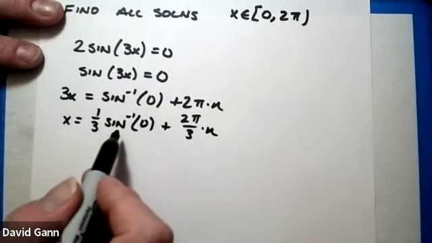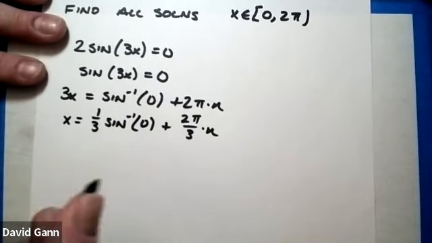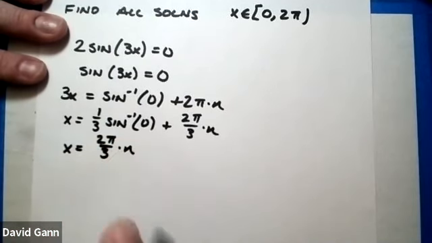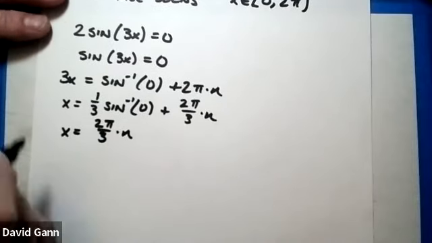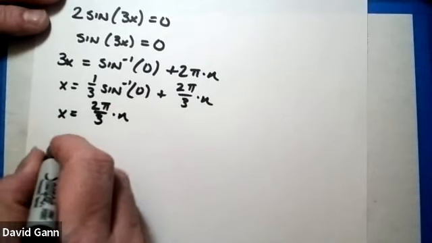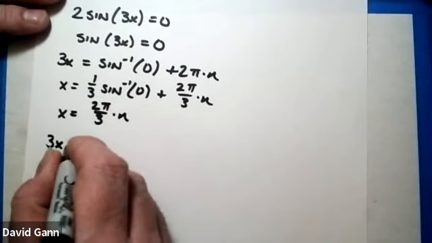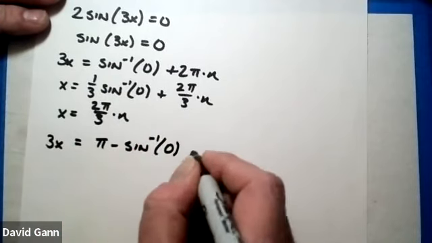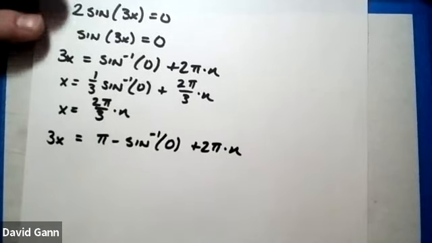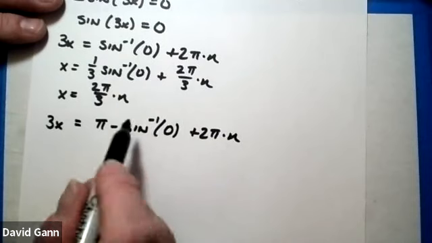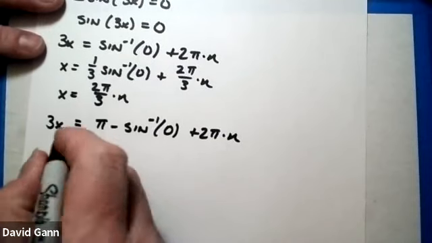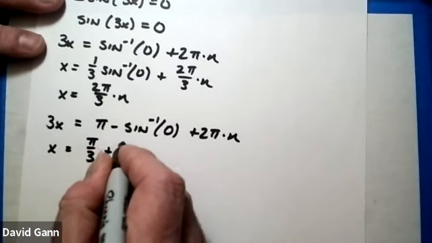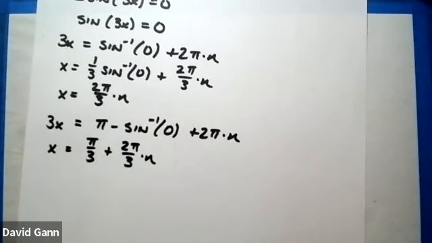Now we evaluate this inverse sine term. It's going to be kind of boring. It's actually 0. So we have x equal to 2 pi over 3 times n, so any multiple of 2/3 pi. That's just the principal root. What about the alternate root? Well, it's the same sort of thing: 3x is equal to pi minus the inverse sine of 0 plus 2 pi times n. Here we can make this substitution. We know this is 0, but what you'll end up with is that x is equal to pi over 3 plus 2 pi over 3 times n.